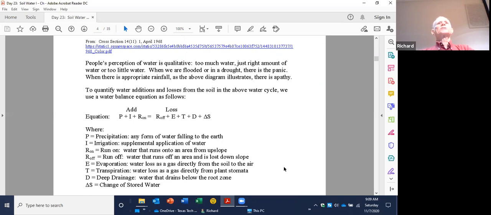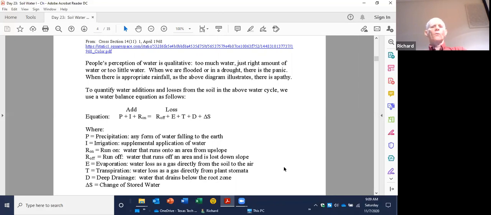Sometimes we get the right mix of water and lack of water. We are in a good state. But then sometimes we don't have enough water through precipitation. And so we have too little, too much, or just right. When we are flooded or when we're in a drought, there's a panic. When there's appropriate rainfall, as the above diagram illustrates, there's apathy.